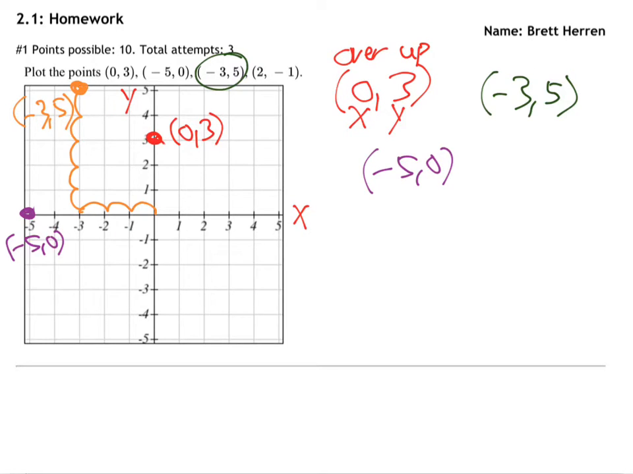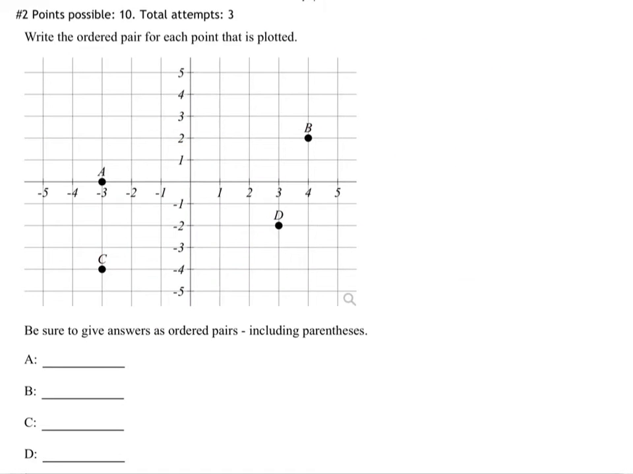And then the last one is 2, negative 1. Can we find that one? From the middle, over 2, down 1. Over 2, down 1. We good there? On all those points? On we go.